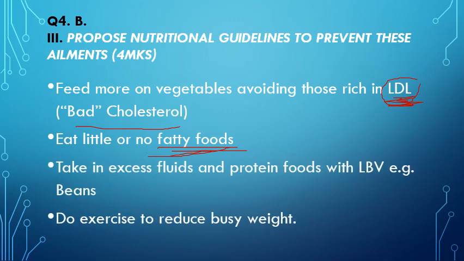Then finally, take in excess fluids and protein foods with low biological value, e.g. plant proteins. So generally those from plant origin. And then finally, do exercise to reduce body weight. Sorry about that, it's not busy weight, it is body weight. So you exercise, burn up the extra calories, keep shape, keep fit. That's it. You apply that, and I believe you'll be able to spare yourself from these unfortunate diseases.